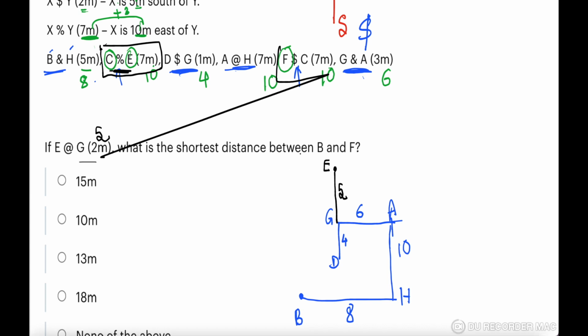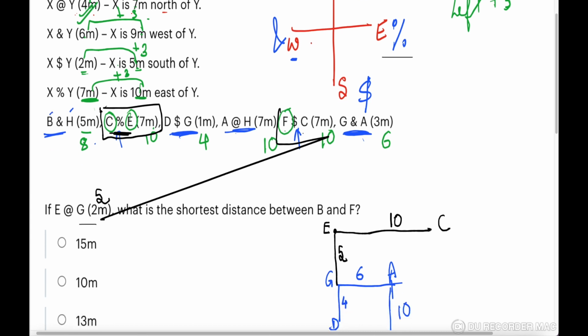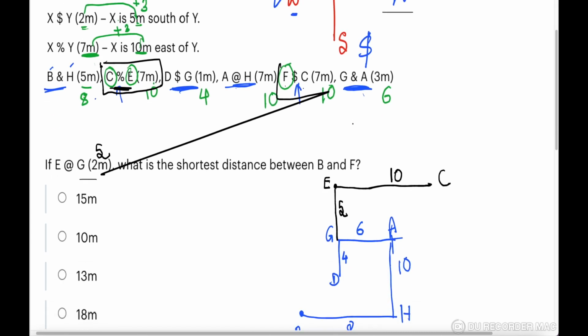Okay, 10 meters. So how will you draw it? You can draw it like this. So C is over here. It is 10 meter, and then what can you do? C $ F. So $ means south. So F is to the south of C and that to 10 meters south of C.